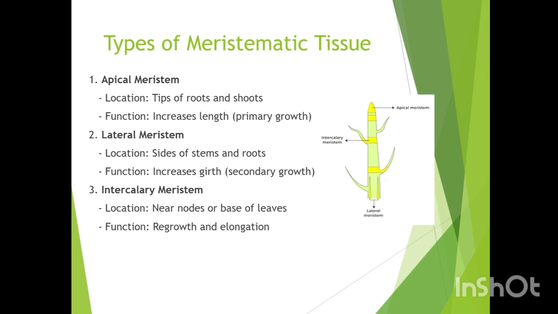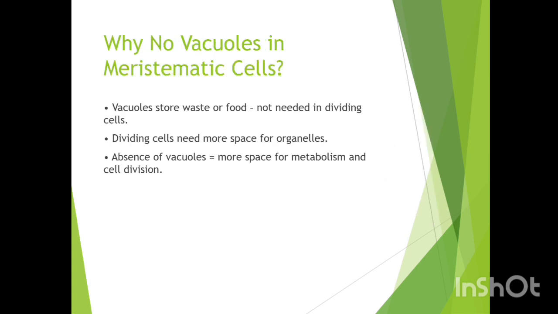The second type is called lateral meristem, which is found on the sides of stems and roots, and it is responsible for thickening or increasing the girth of the plant. And the last type is called intercalary meristem, which is located near the nodes or at the base of the leaves, and it helps the plant to regrow and also elongate. So each type plays a unique role in plant development.